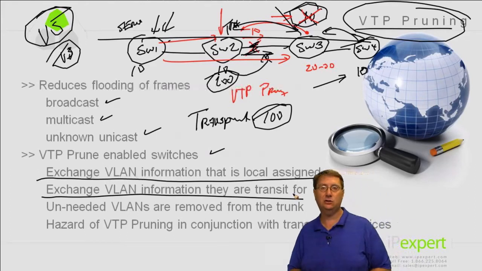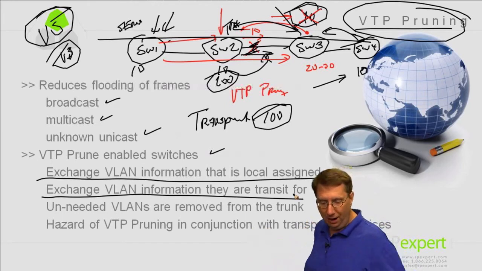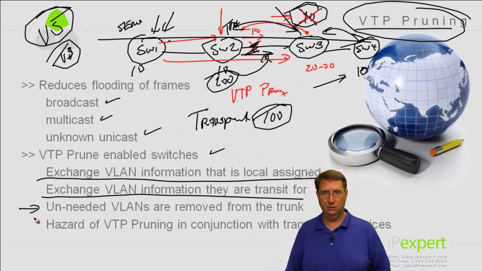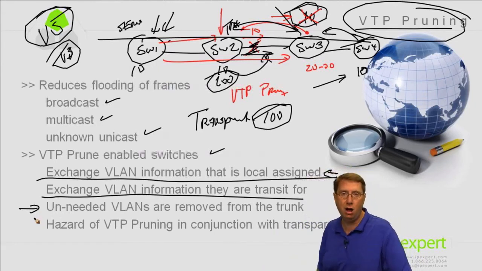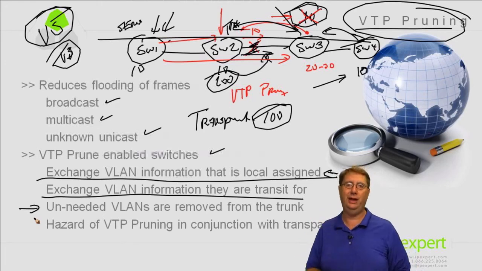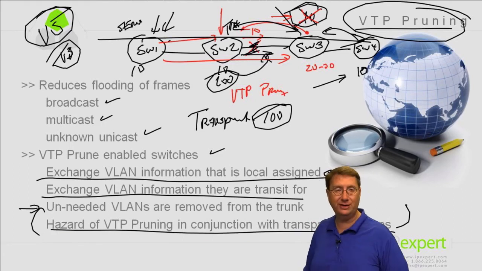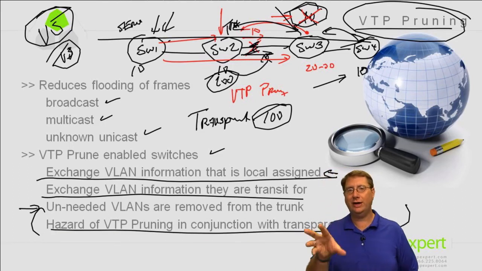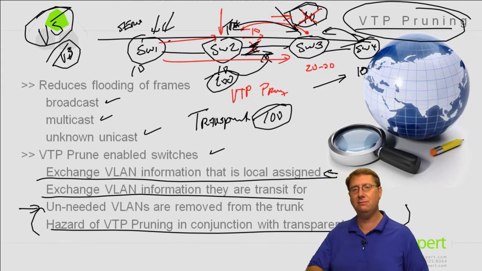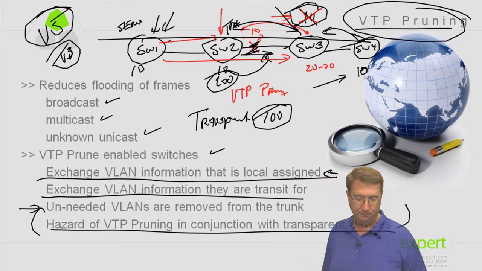Those are the VLANs that are going to be requested, and therefore sent, not pruned. Any other VLANs that are not needed will not be allowed on the trunk between the devices unless I override that behavior with my prune eligible list. The hazard here is that if I have a transparent VTP device in my infrastructure, it's not going to send messages out. Therefore we have the capability of having our traffic being black holed, especially if we're running VTP pruning.